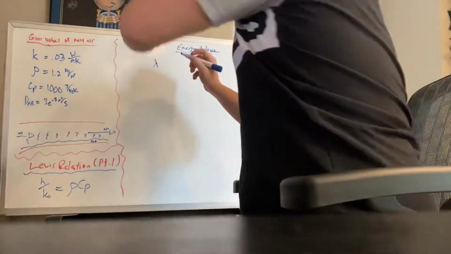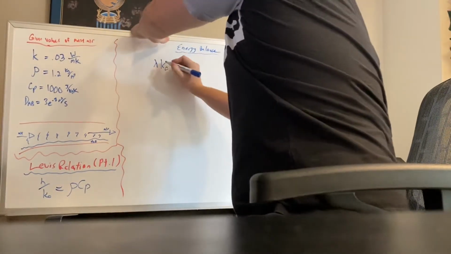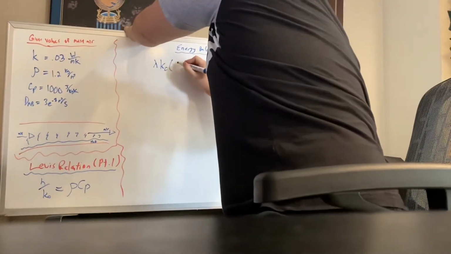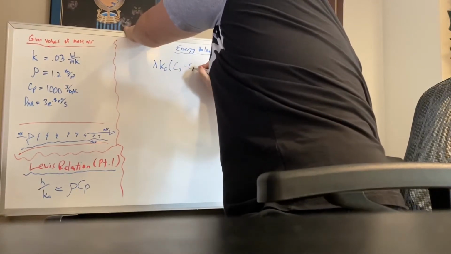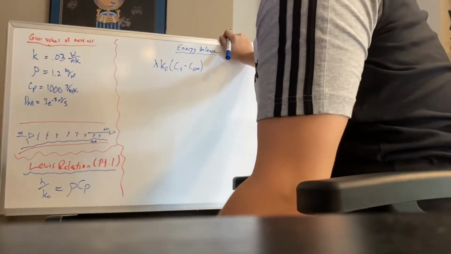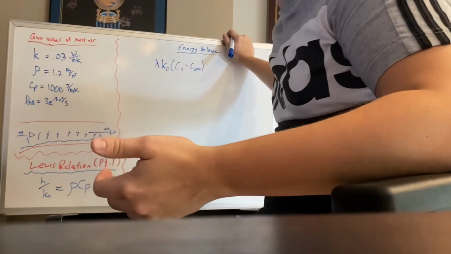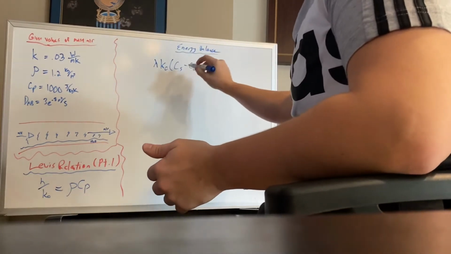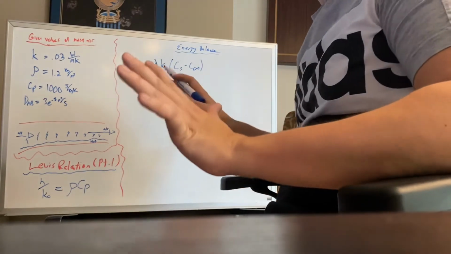This will be multiplied by the mass transfer coefficient, how much mass is going in and out of the system, and also multiplied by the difference between the concentration at the surface minus the concentration at some point far away, denoted by the infinity sign. This will be the inlet of our energy balance. To clarify, this is the concentration of water at the surface and at some point far away from the surface.